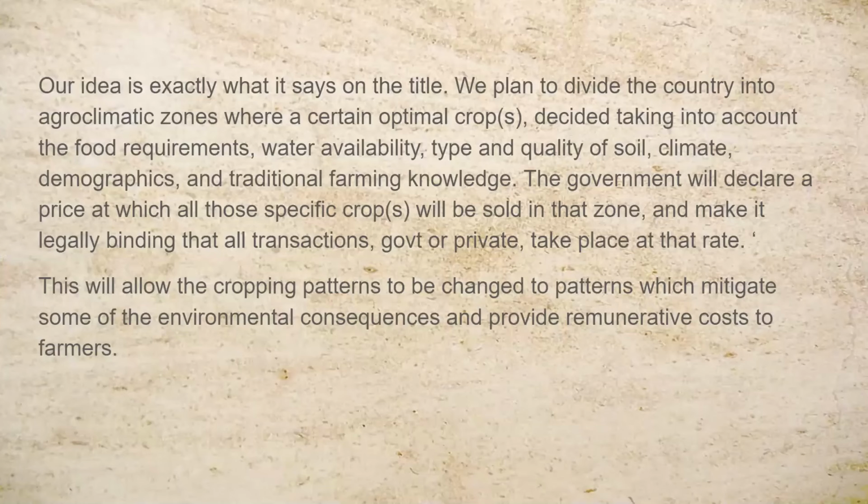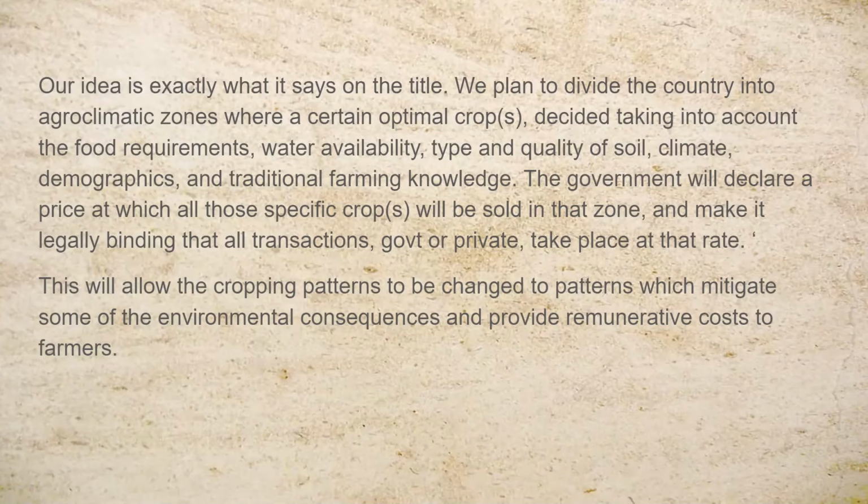Our idea is exactly what it says on the title. We plan to divide the country into agroclimatic zones where a certain optimal crop is decided, taking into account the food requirements, water availability, type and quality of soil, climate, demographics, and traditional farming knowledge. The government will declare a price at which all those specific crops will be sold in that zone and make it legally binding that all transactions, government or private, take place at that rate. This will allow cropping patterns to be changed to patterns which mitigate some of the environmental consequences and provide remunerative prices to farmers.